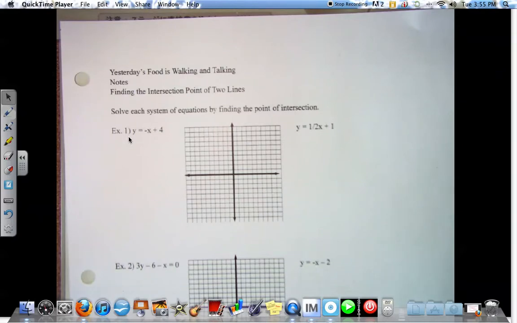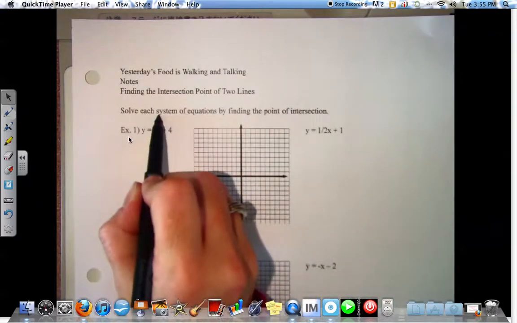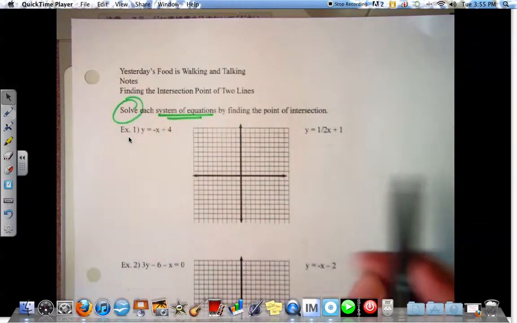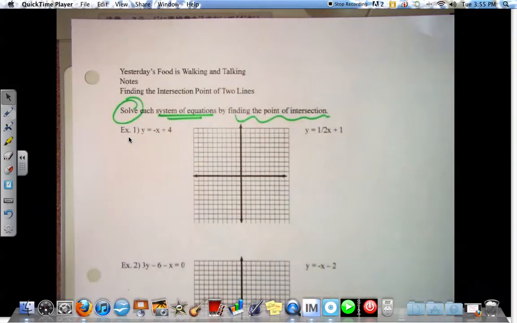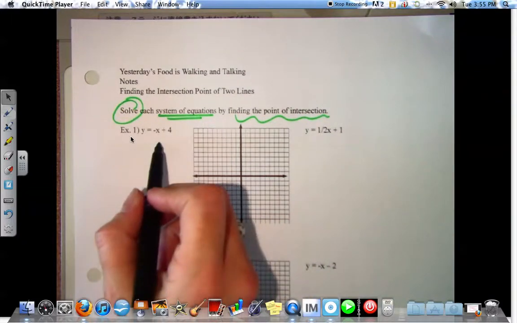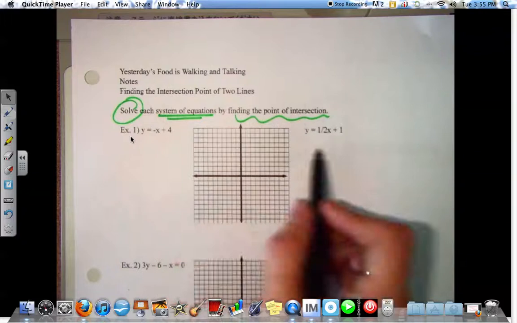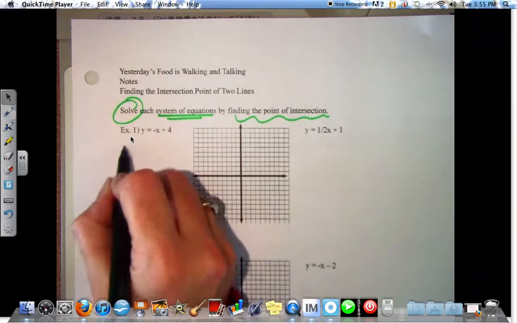So what we are working on doing is solving each system of equations by finding the point of intersection. Because we have two equations, it's called a system, and we solve it by finding the point of intersection. So remember, in order to graph these equations, we need to have them in slope-intercept form. So we have y equals negative x plus 4 and y equals 1/2 x plus 1. Both are in slope-intercept form, so we'll go ahead and just graph them.